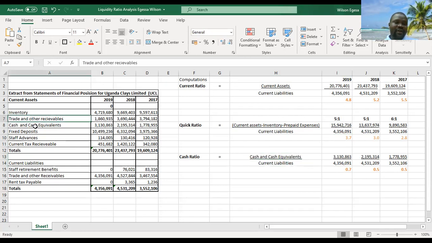Looking at our extract, the cash and cash equivalents are 3.1 against 4.3, which gives us 0.7, and 0.5 and 0.5 respectively. This means that Uganda Clays is financially stable and healthy since it is able to settle its current obligations at least by 0.5 or 0.7 using only its cash and cash equivalents.